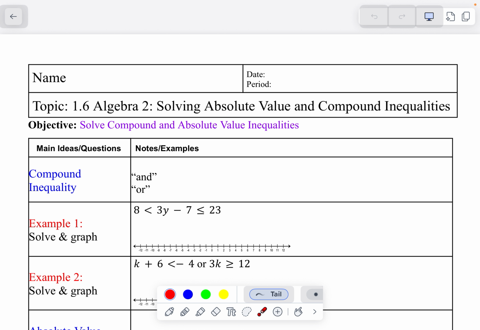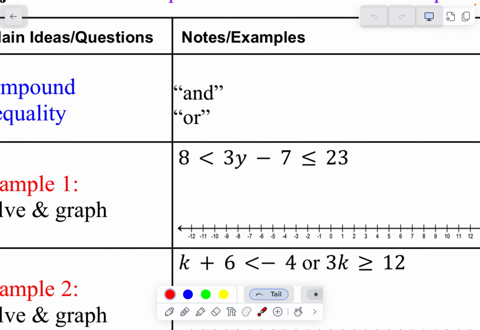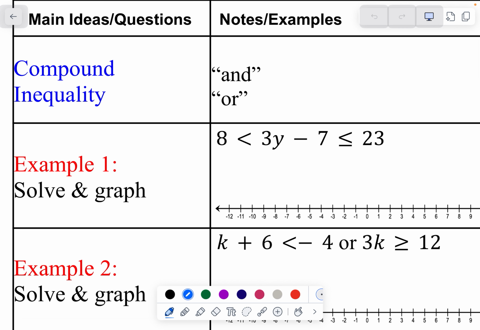First off, let's talk about what it means to be a compound inequality. There are two types of compound inequalities. One is an and, and one is an or. What is the difference? The and will be an intersection. Many times we think of it as a between. So we're between two values. We are looking at where this is true and simultaneously this is true.